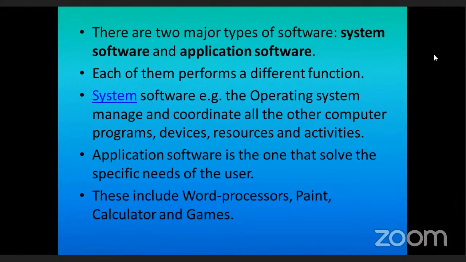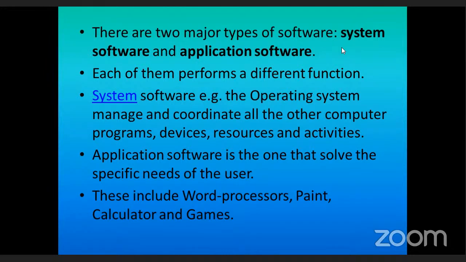There are two major types of software: system software and application software. Each of them performs a different function. System software includes the operating system, which manages and coordinates all the other computer programs, devices, resources, and activities. Application software is the one that solves the specific needs of the user. These include word processor, paint, calculator, and games.